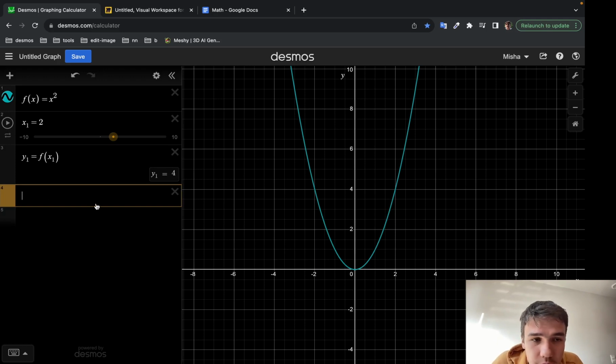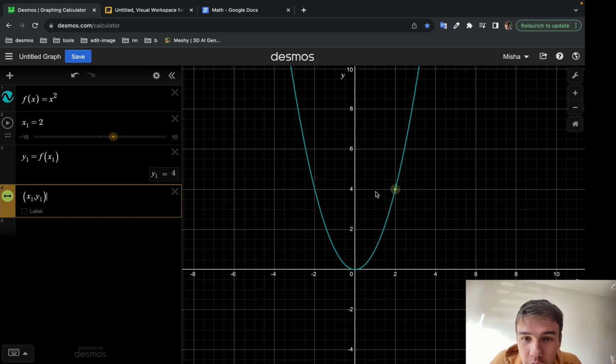And then I'm going to plot them. I'm going to say x1, then comma, and then y1. So now we got our point here. And this is pretty cool.